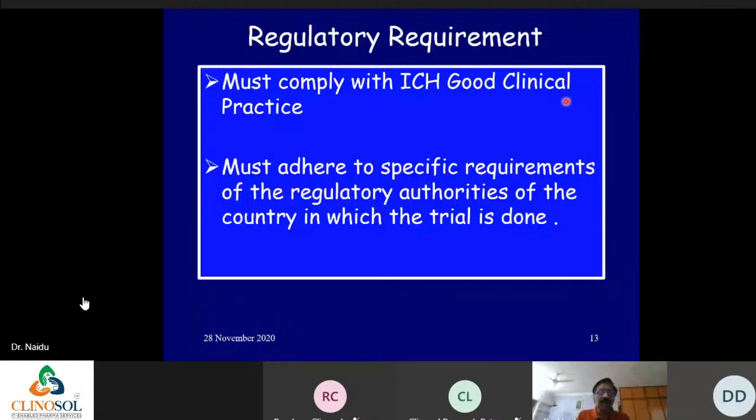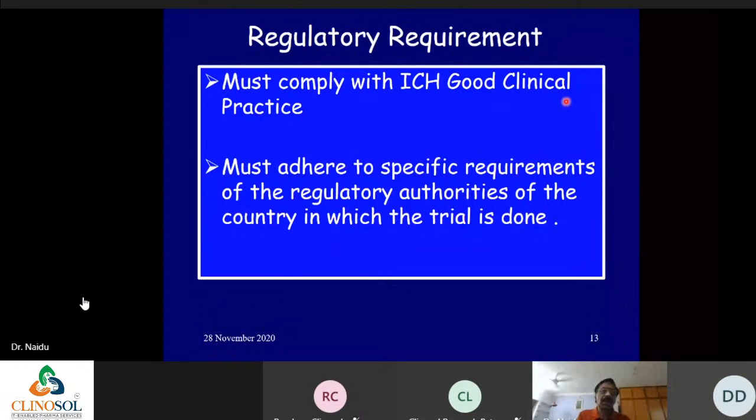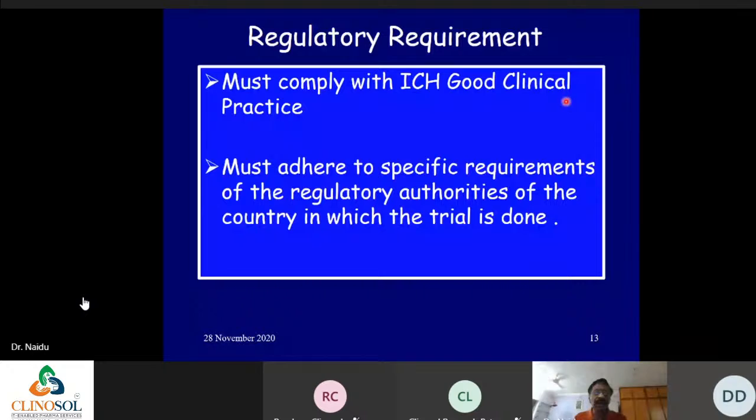We know that there are different additional regulatory requirements in different countries. If you want to do a study in Australia, there are some additional requirements. If you are doing it in India, there are some different ones. For example, audio-visual recording is one of the requirements in a country like India. So you must adhere to the specific requirements of the particular regulatory authority, depending on the country.